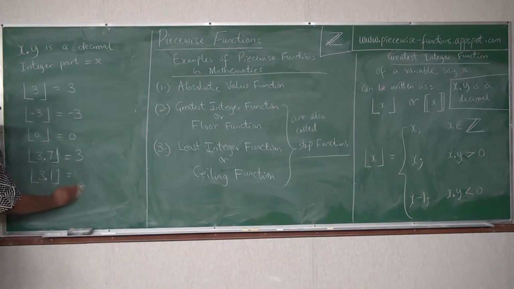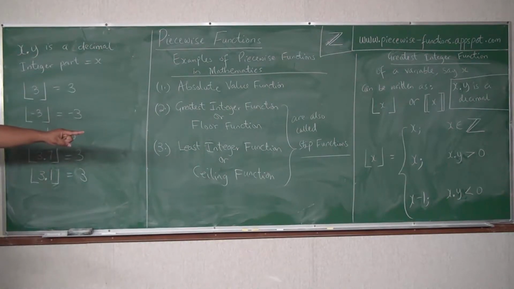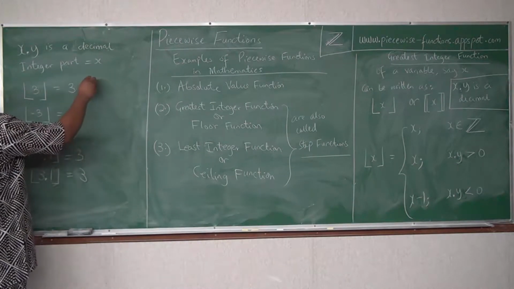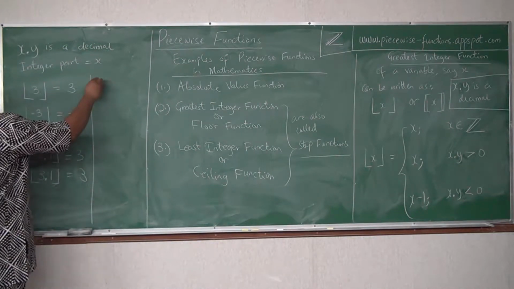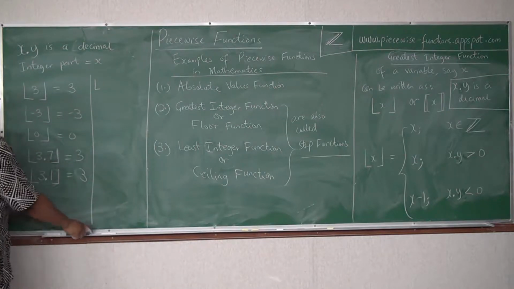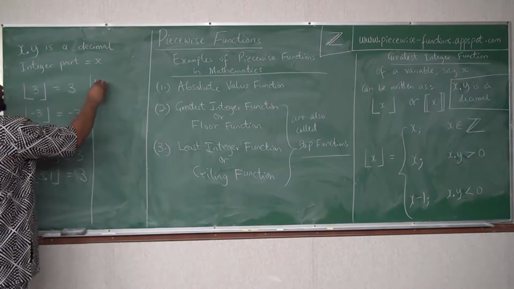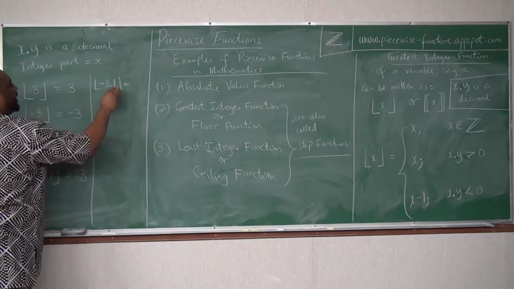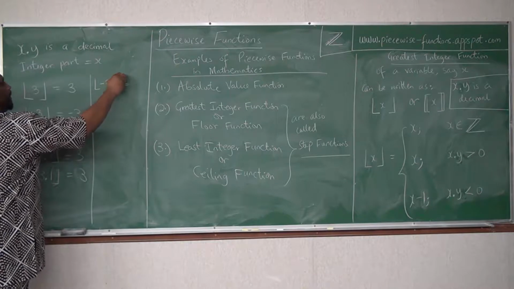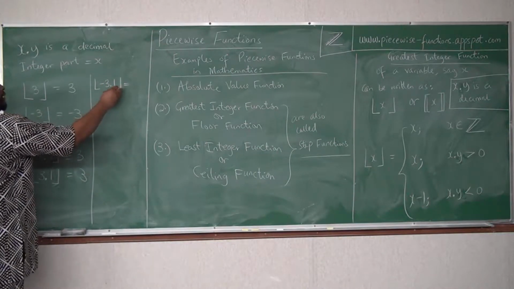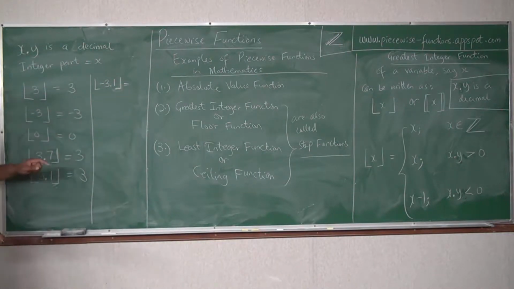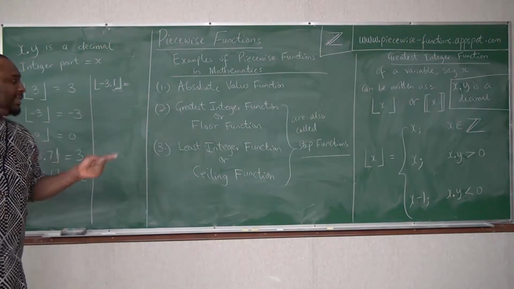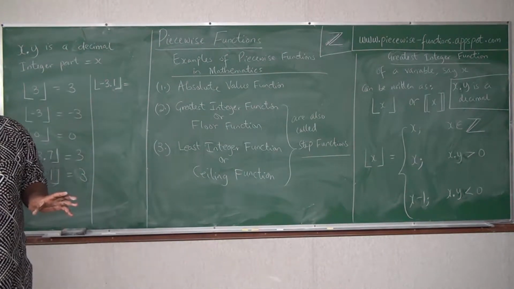Okay? Gives you 3. Then, let's do the negative decimals. If you have this, what is the greatest integer of negative 3.1? So you ask yourself, what is the greatest integer that is less than negative 3.1?